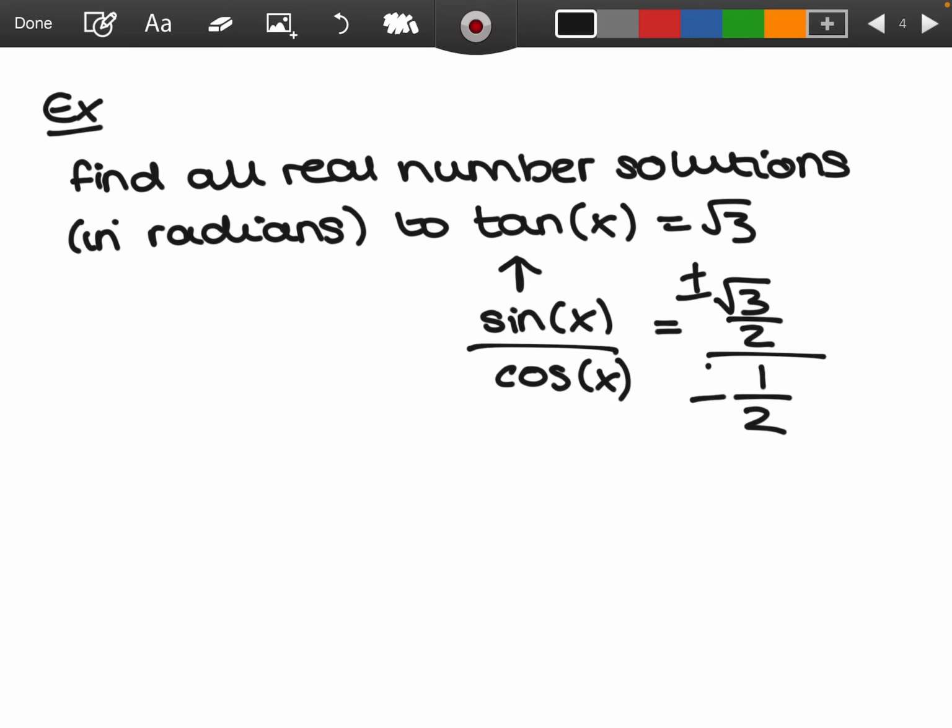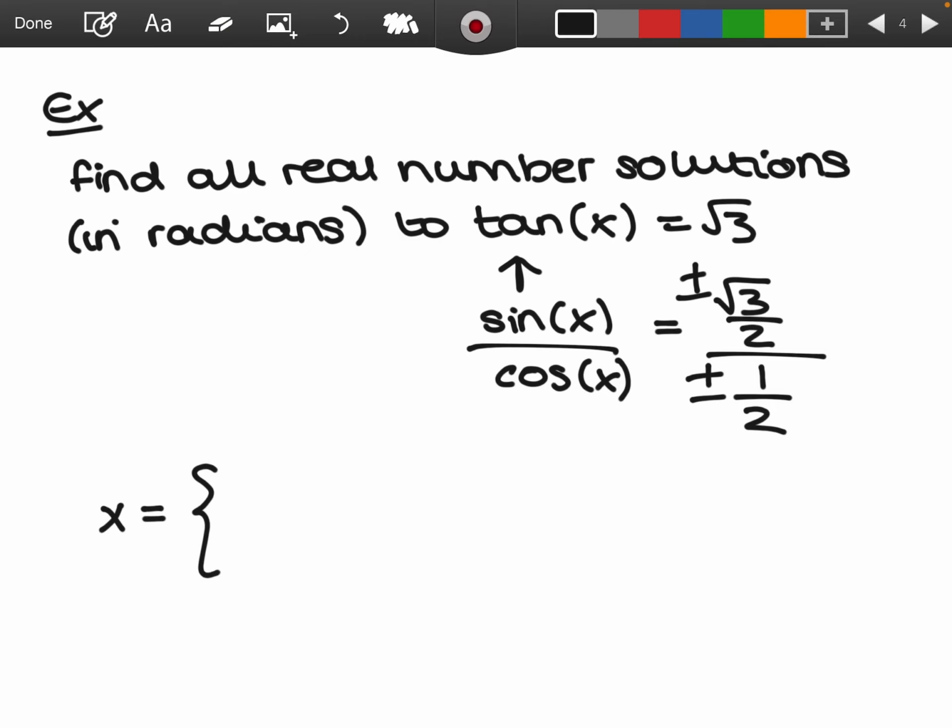So either I've got the positive or negative of the square root of 3 over 2, but then the same sign, positive or negative, of 1/2 for cosine. So we are looking at angles in quadrant 1, where both sine and cosine are positive, so sine of the angle is square root of 3 over 2 and cosine of the angle is 1/2, or I'm in quadrant 3, where sine of the angle is negative the square root of 3 over 2 and cosine of the angle is negative 1/2. Both of those situations give me tan of the angle is the square root of 3.